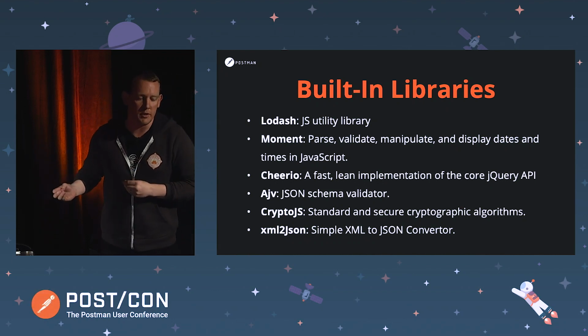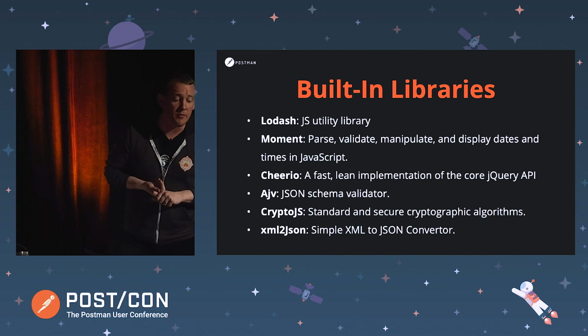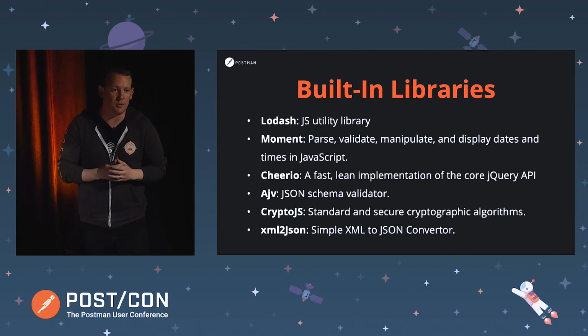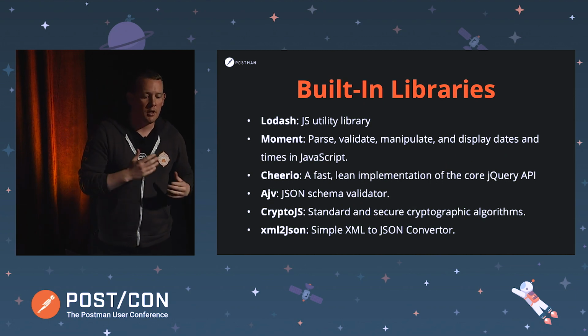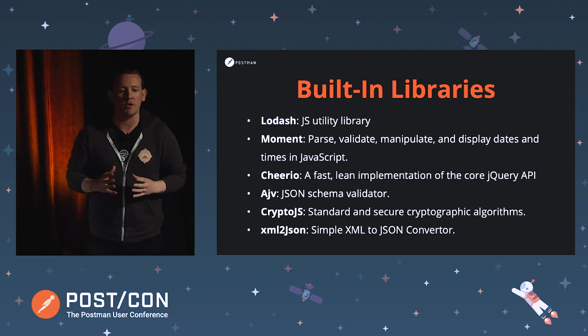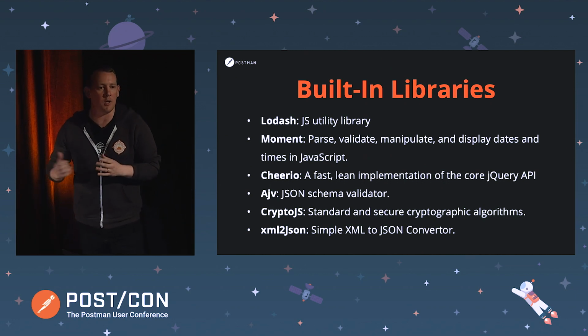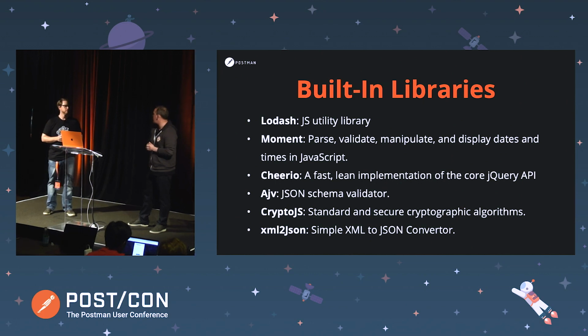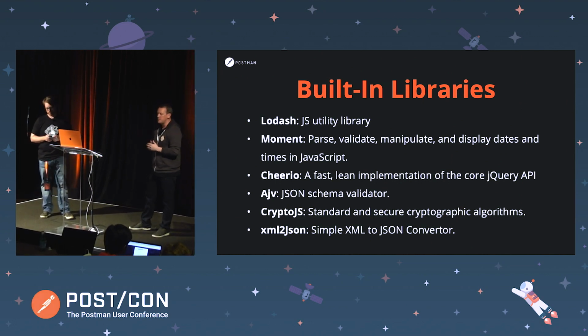And there's also some other things in there as well, like Cheerio, schema validations with AJV, CryptoJS, and the ability to convert XML to JSON. So that's just some of the actual inbuilt modules within the application. But there's also some of the local Node-type built-in functions and utilities within there, like query string, path, URL. So some of the other things.